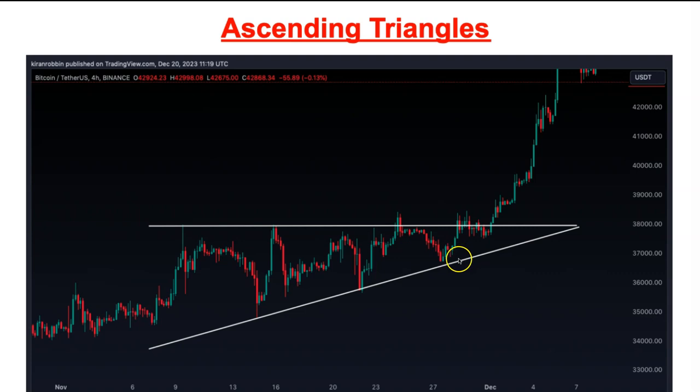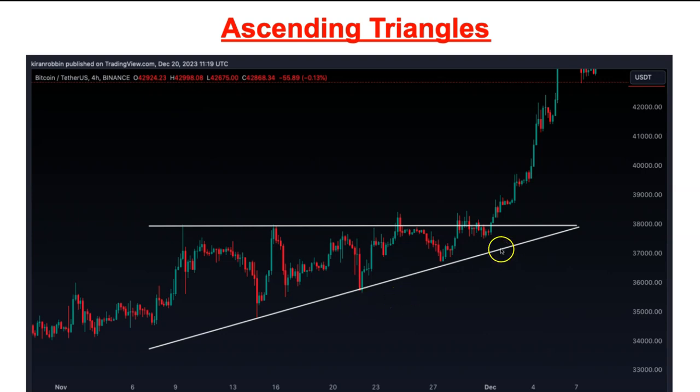Overall, personally, I try to enter at the 3rd touch point, and I put the stop loss below the prior low. If you're more conservative, you might even put the stop loss below this low here. But my personal preference is entering at this 3rd touch point and then putting the stop loss below this low, just for that added confirmation.